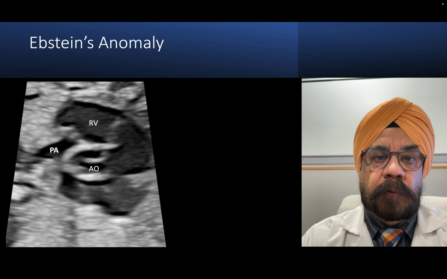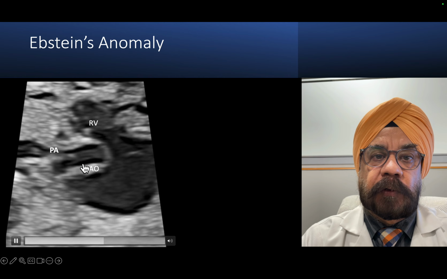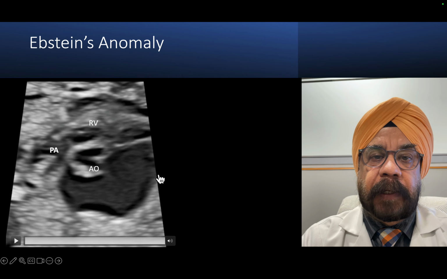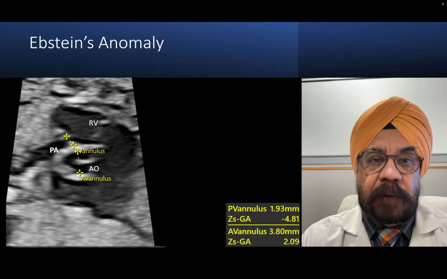Now, if I go to the short axis view and I see the aorta and the pulmonary artery, and this is a cross section of the aorta, you look at the pulmonary artery, it is very narrow and actually the valve wasn't opening. We calculated the annulus diameter of the pulmonary artery and the annulus diameter of the aorta, and that is the difference between the two. Obviously, the pulmonary artery is quite small. Here, we thought that this is pulmonary atresia.